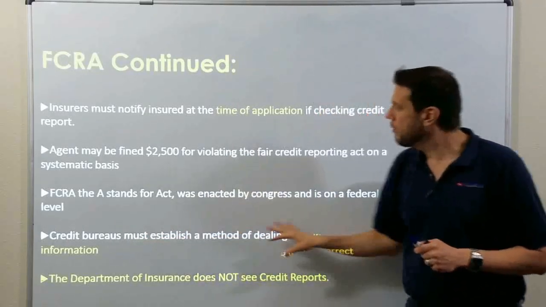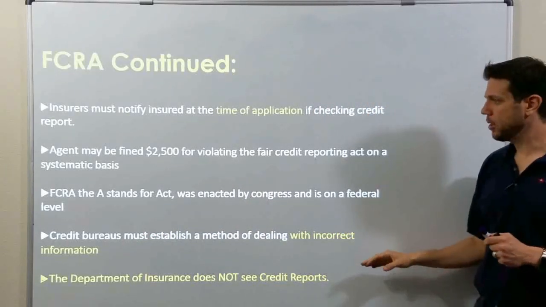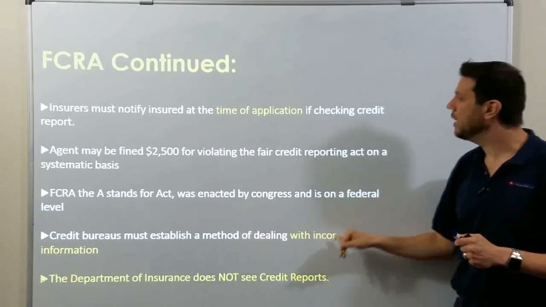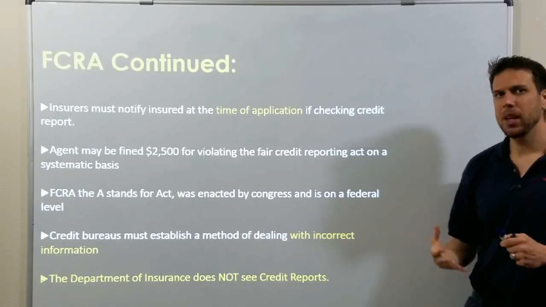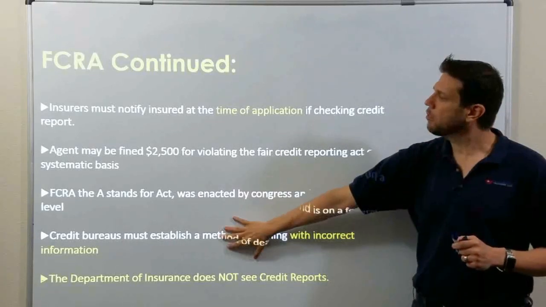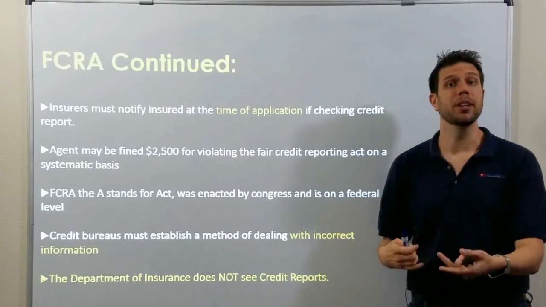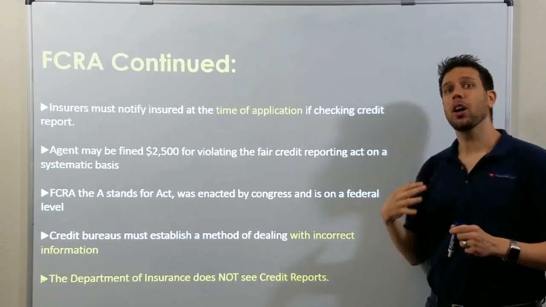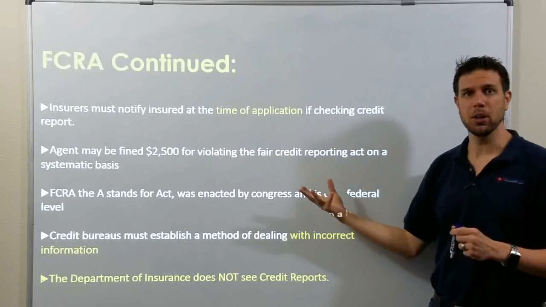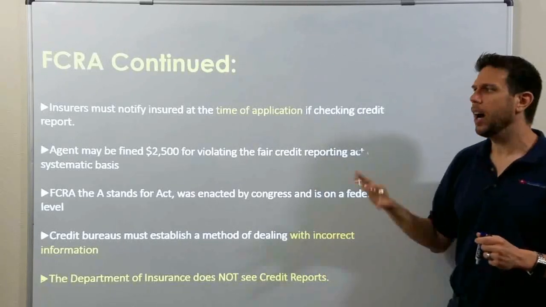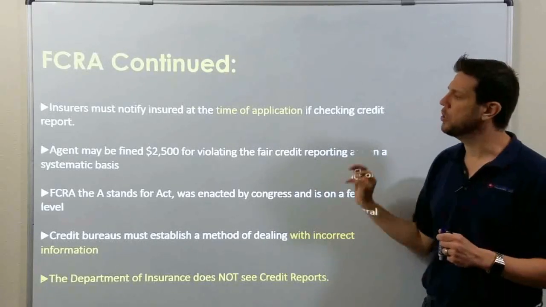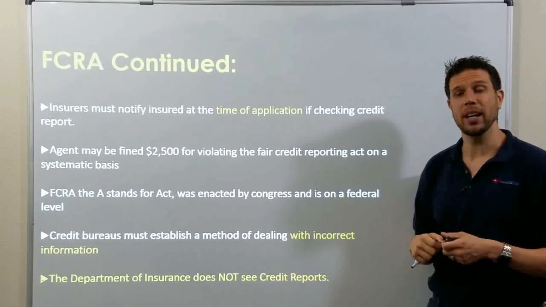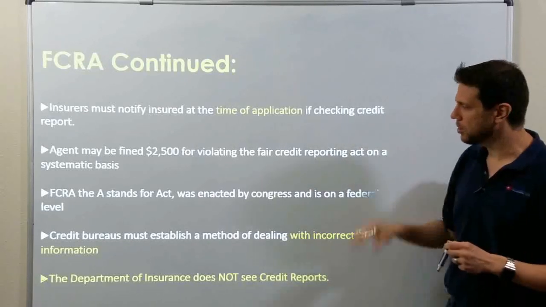If there's incorrect information on a person's credit report, the insurance companies must have a method of dealing with that incorrect information. We all know that if there's something wrong on a credit report, you can dispute it through the mail. At TSI Training, we also have a credit repair course that you can purchase if you would like, where we teach people how to dispute things off their credit report. And that way you know the proper way. But that's a whole different course.